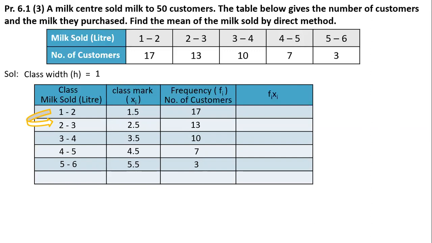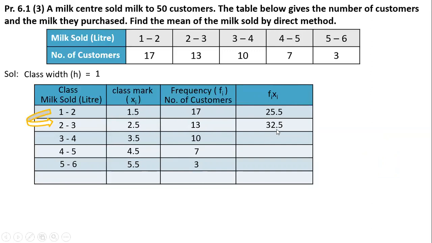The last column is fixi. And as we did in the previous sum, how do we find fixi? Multiply fi into xi. 17 into 1.5 is 25.5. Be careful while multiplying. What you can do is, you can multiply 17 into 15. That will be 255. Since there is only one number after the point, put the decimal one place from the back. 13 into 2.5: do 13 into 25, it will be 325. There is only one decimal point, so 32.5.